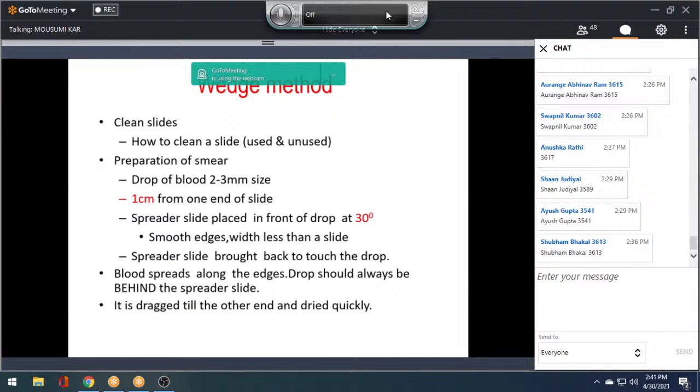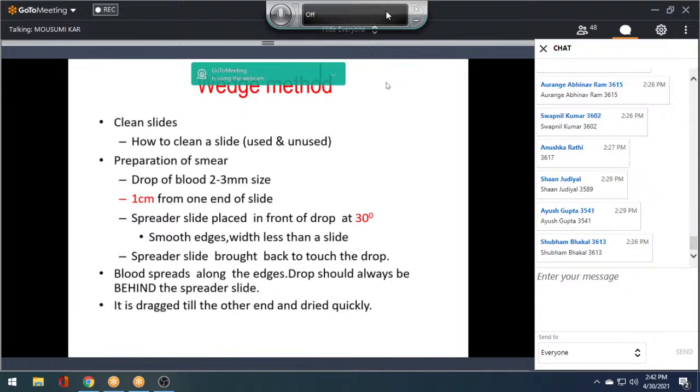One for spreading. Now the spreader slide should always have a smooth edge. Okay, and a very good slide should be reserved and kept for your spreader slide. It is placed in front of the drop. So the drop of blood is always behind the spreader slide. Don't just put the drop and then push off. No, you have to place the spreader slide in front of the drop, pull it back to touch the drop, and the drop will spread along the edge, and then drag it in a quick and steady motion.